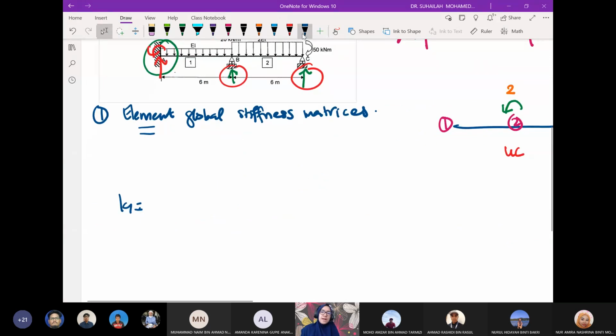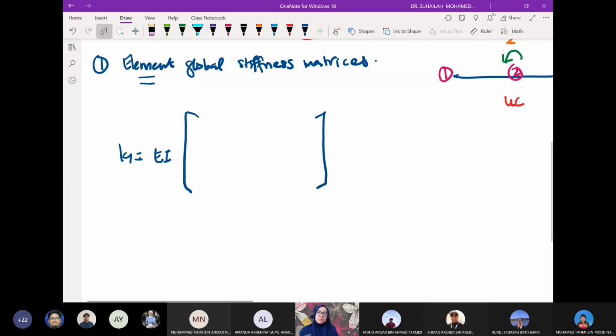In EI. Okay, it is 12 over L cubed, with L equal to 6. What is the value? 0.056. Okay, so it is 0.056. Next value, 6 divided by L squared: 0.167.